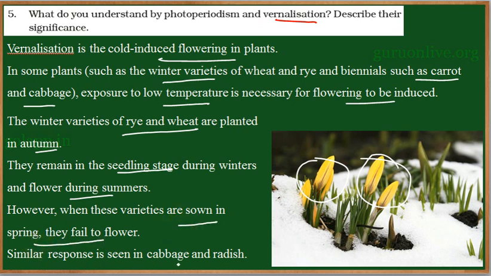These responses are seen in cabbage and radish. For flowering to be induced through vernalization, they should have a cold season, so the temperature should be low. Based on that, we need to plant these seedlings at the appropriate time during the year.